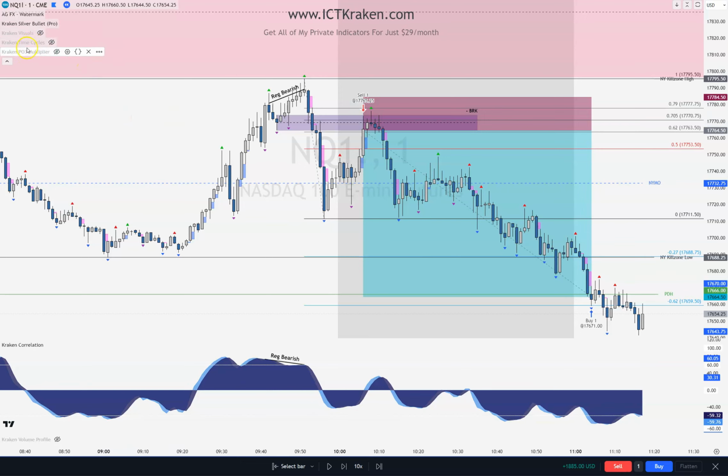We're going to get into the time cycles and the PO3 indicator when I get them finished. We use Kraken Silver Bullet Pro. We saw regular bearish divergence, so we were looking for a reversal pattern. We saw the breaker, price traded through. It's starting to pull back up at the start of the 10 o'clock hour. We pulled the fib to see where our OTE was, which was the breaker.